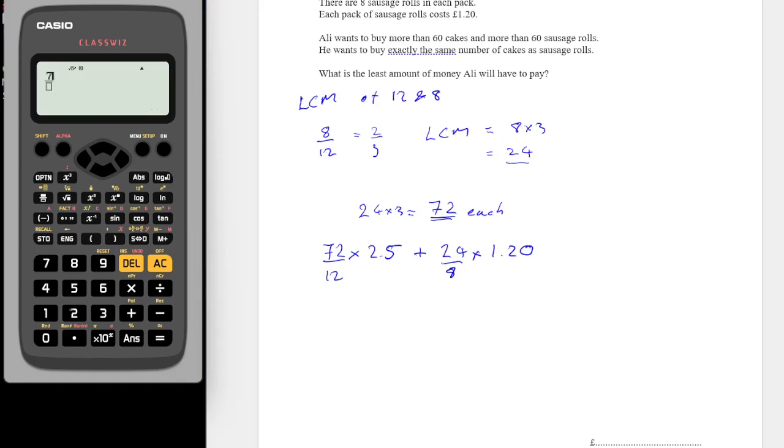So 72 divided by 12 times by £2.50, or 2.5, and to that I want to add on 24 over 8, and I want to times that by £1.20, or 1.2. So that takes me to £18.60.